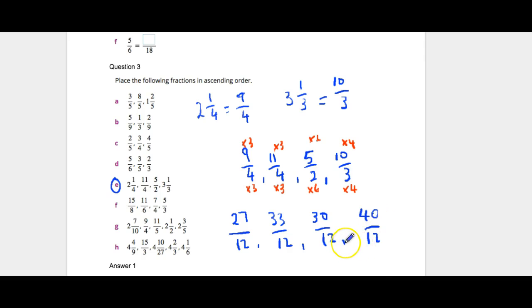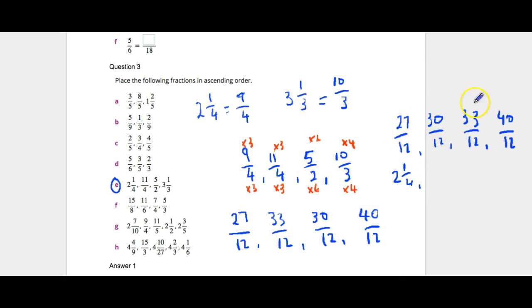Okay, the smallest number. Because our denominators are all the same, now we just look at the numerator. So the lowest numerator is 27 over 12. Then the next one is 30 over 12. Then 33 over 12. And then 40 over 12. Now technically we should convert it back into what it was originally. So remember the 9 quarters, which became the 27 over 12, was our 2 1/4.